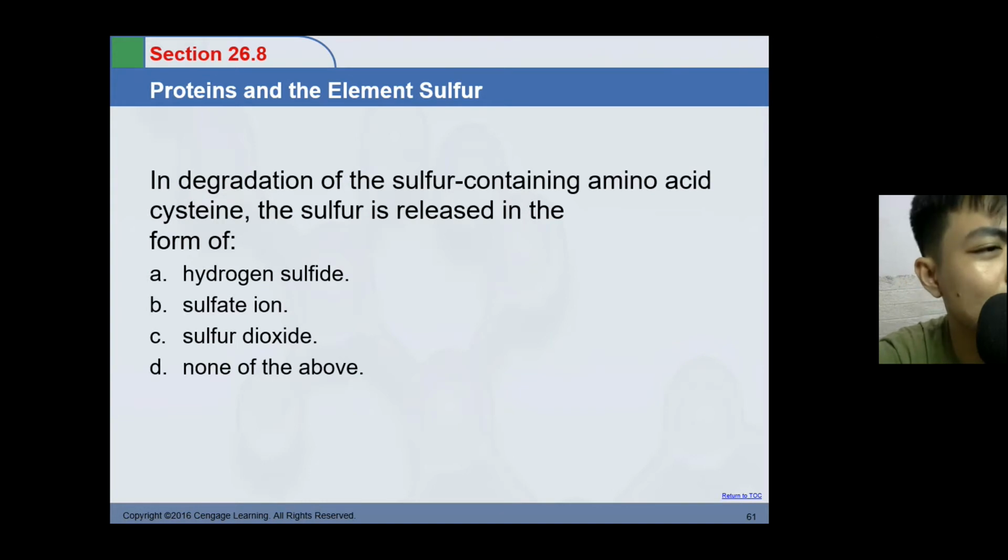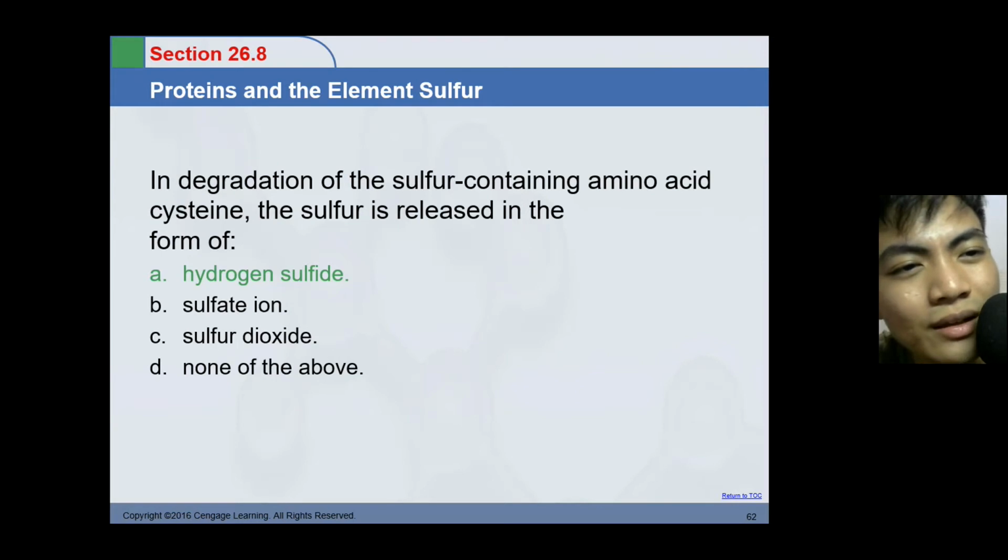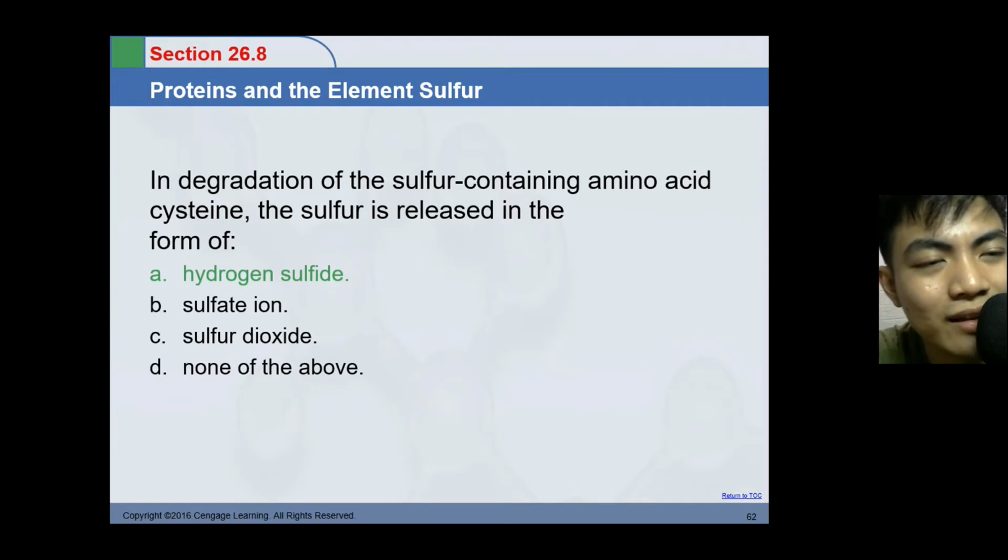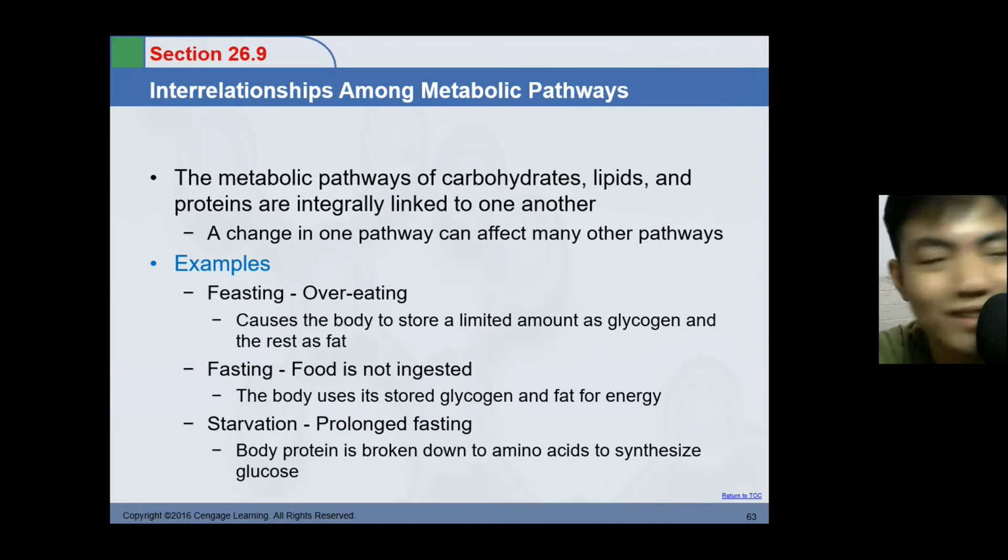So, let's try this problem. In the degradation of the sulfur-containing amino acid cysteine, sulfur is released in the form of, as we know, hydrogen sulfide. So that is what will be produced from our cysteine when it is degraded. Actually, here our lesson is already finished, but I will just go through the other slides. We should be done here, but let's just go through the other slides.